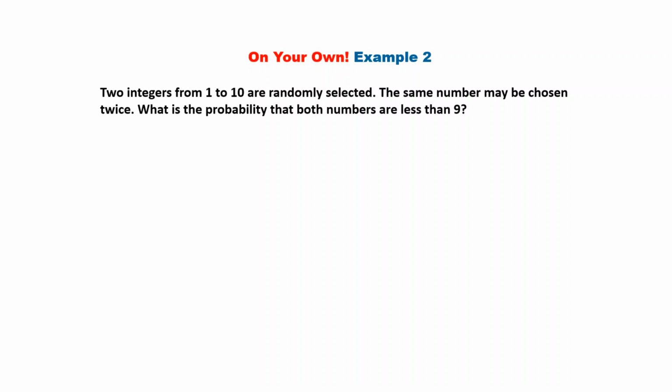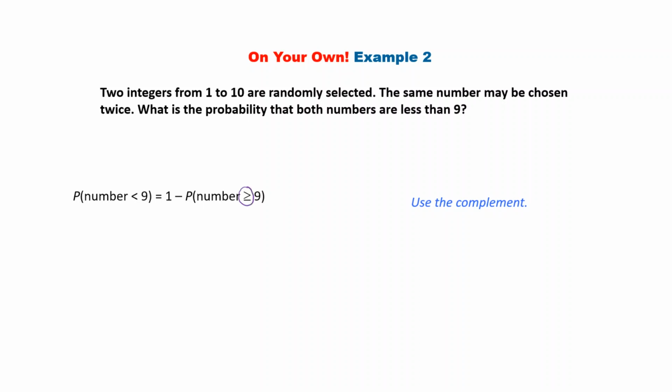All right, so this problem says 2 integers from 1 to 10 are randomly selected. The same number may be chosen twice. What is the probability that both numbers are less than 9? So the first thing we want to do is use the complement. So the complement is going to say the probability of the number less than 9 is equal to 1 minus the probability of number greater than or equal to 9.